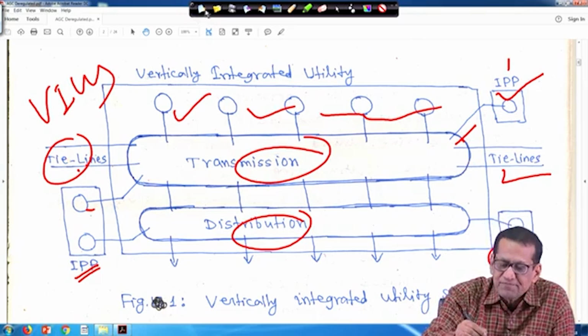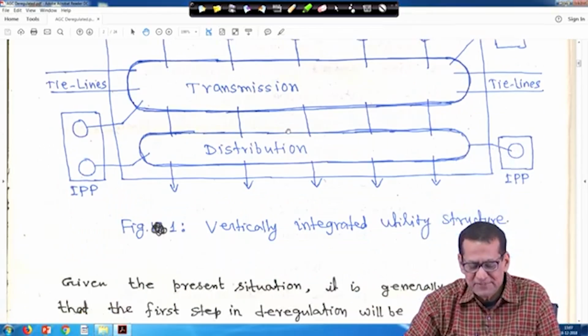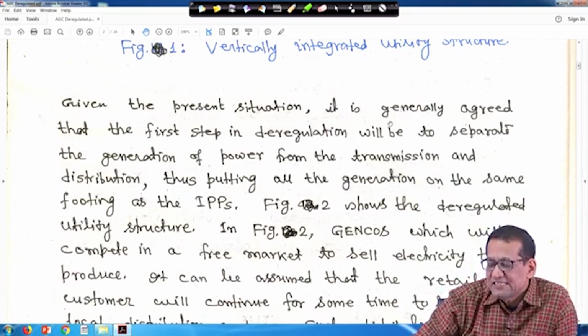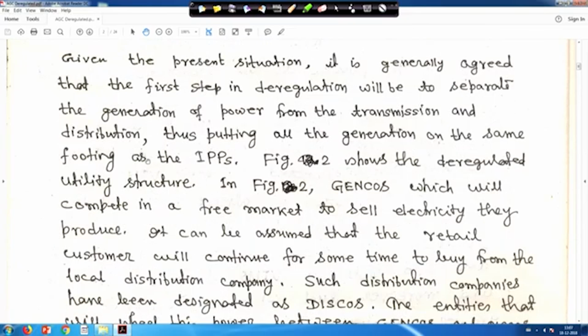Now, the concept is changing. Concept is changing means that, given the present situation, it is generally agreed that the first step in deregulation will be to separate the generation of power from the transmission and distribution. That means generation you separate from the transmission and distribution, then putting all the generation on the same footing of the IPPs. IPPs means private parties, independent power producers.